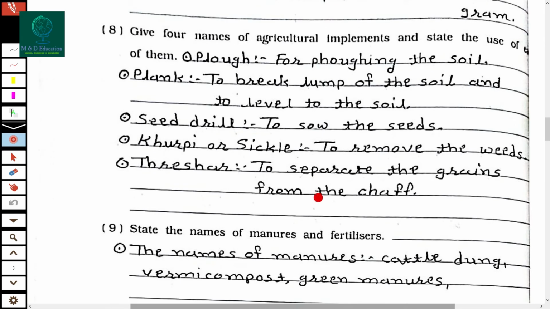Now question number 8, give 4 names of agricultural implements and state the use of them. The first one is plow, for plowing the soil. The second one is plank, to break lumps of the soil and to level the soil. Seed drill, to sow the seeds. Khurpi or sickle, to remove the weeds. Thresher, to separate the grains from the chaff.